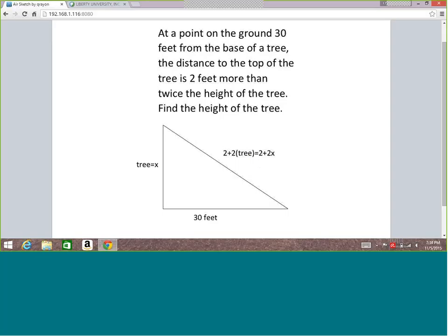It's a word problem. We haven't done any word problems yet tonight. At a point on the ground, 30 feet from the base of a tree, the distance to the top of the tree is 2 feet more than twice the height of the tree. Find the height of the tree.